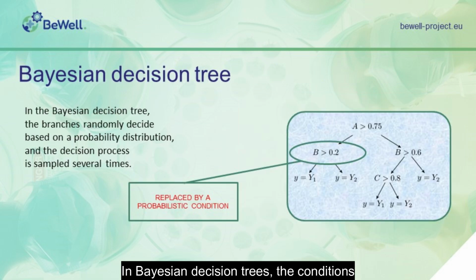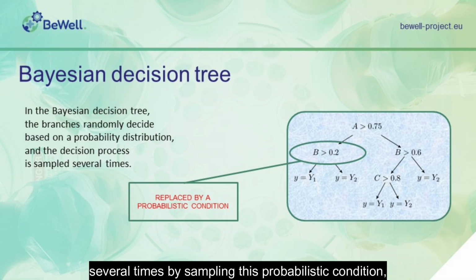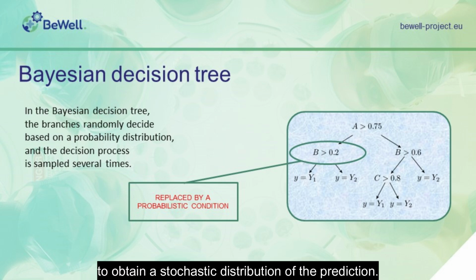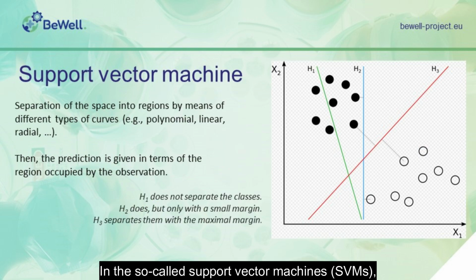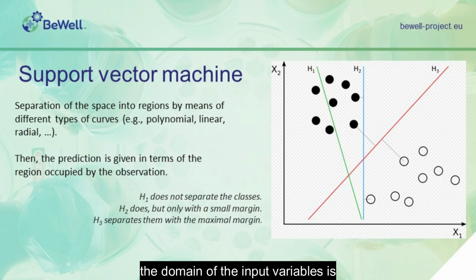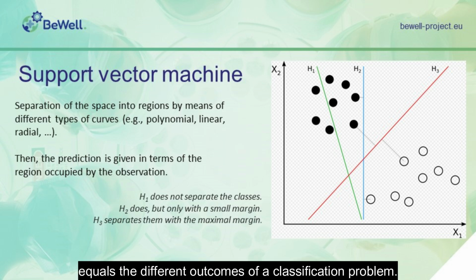In Bayesian decision trees, the conditions that determine branching in the trees are replaced by probabilistic conditions. Therefore, it is possible to repeat the prediction several times by sampling this probabilistic condition to obtain a stochastic distribution of the prediction. In the so-called support vector machines, SVMs, the domain of the input variables is partitioned into a number of regions that equals the different outcomes of a classification problem.